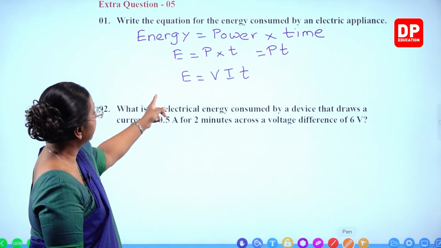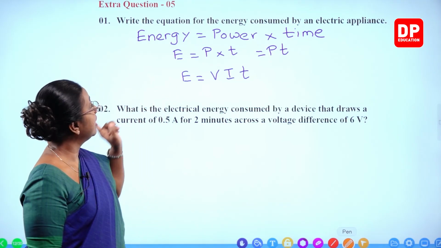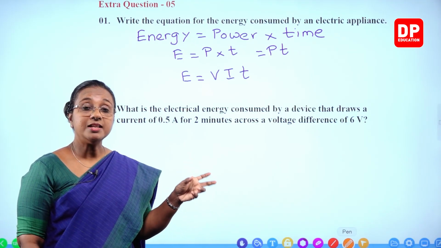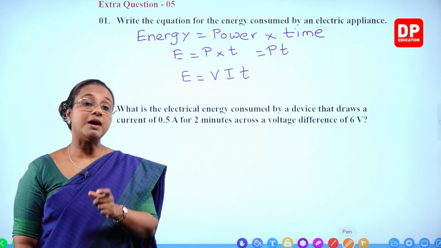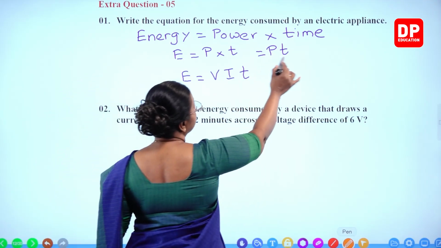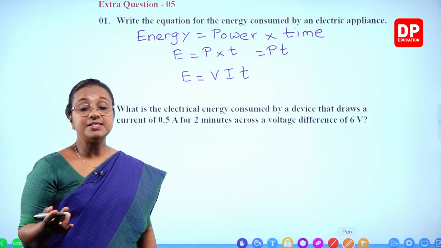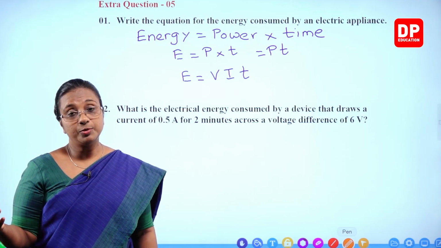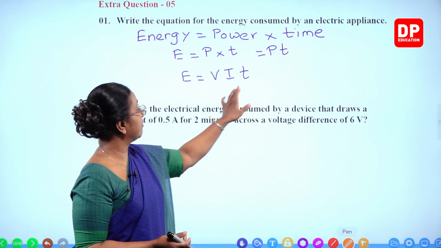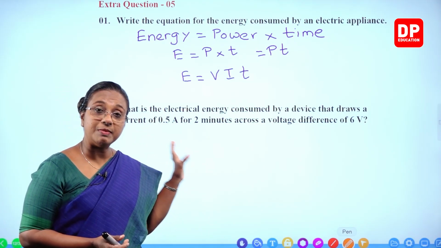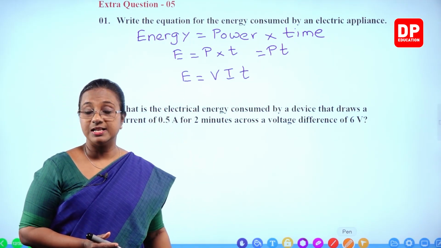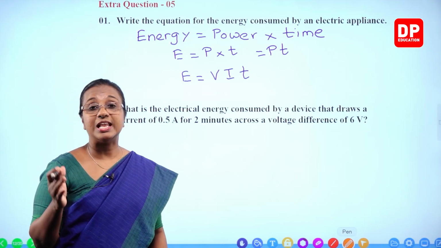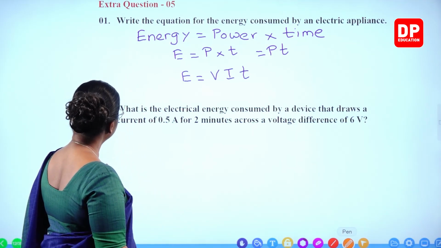Now another thing students, you all have to remember: here they have just said write the equation for energy. If they specifically say write the equation for energy based on the power of the appliance, then you only write the first one. Or if they say write the relationship or the equation for energy related to the potential difference and current, then you have to write this. But here, since it's not mentioned, I have written both the equations. Both are correct, but depending on the question, you might have to select and write. So then, the second question.